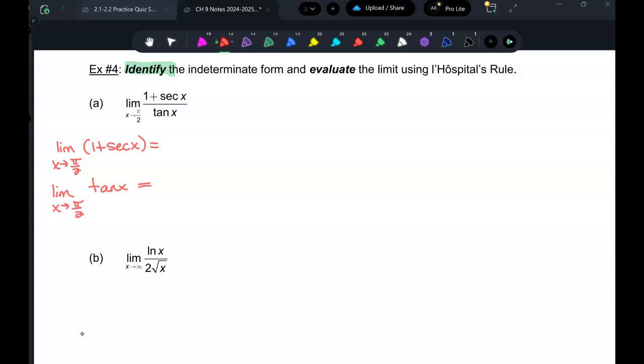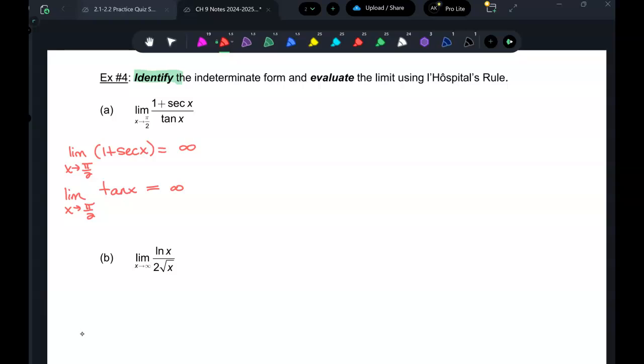Okay, what's the limit here? Well, secant is 1 over cosine. Cosine of pi over 2 is 0, so secant has an asymptote, approaching positive infinity. And tangent also has an asymptote at pi over 2. So those are both approaching infinity. So the indeterminate form is infinity over infinity.